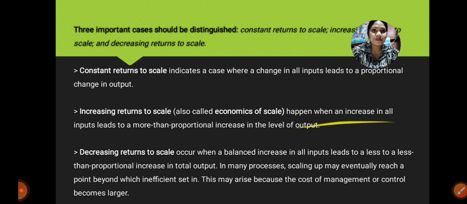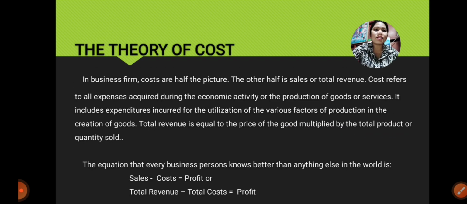Then the last one is the theory of cost. In business firms, the costs are half the picture. The other half is sales or total revenue. Cost refers to all expenses incurred during the economic activity or the production of goods or services. It includes expenditures incurred for the utilization of the various factors of production in the creation of goods.